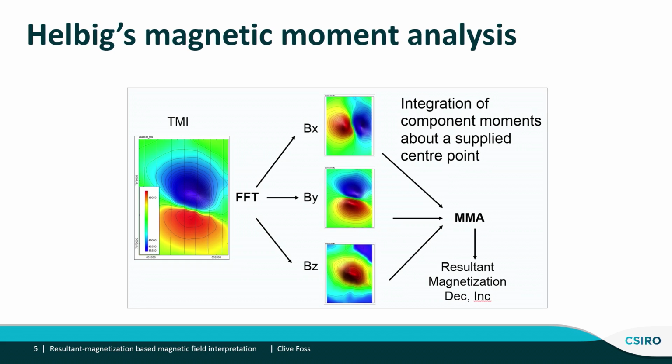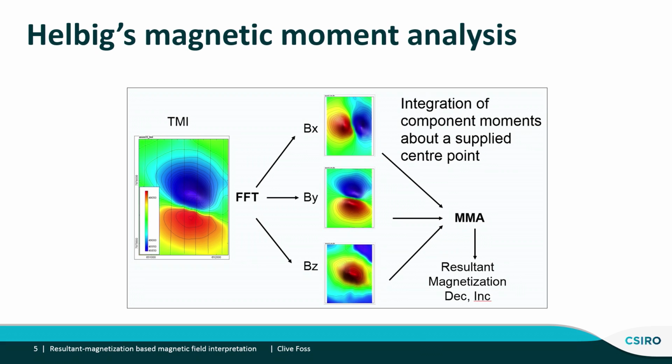Helbig's analysis tells us, as an analytic proof, that if we have a dipole of a known position and if we map the three components of the field, Bx, By, Bz, in a plane above that dipole, that we can recover the strength and direction of the dipole from the magnetic field interpretation. That's an analytic proof.